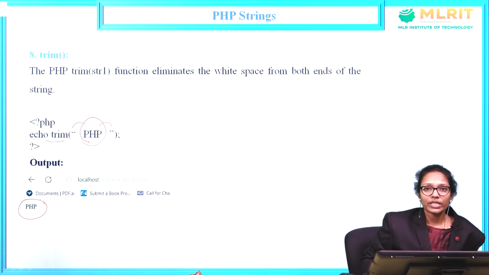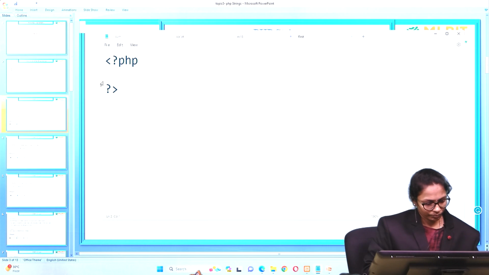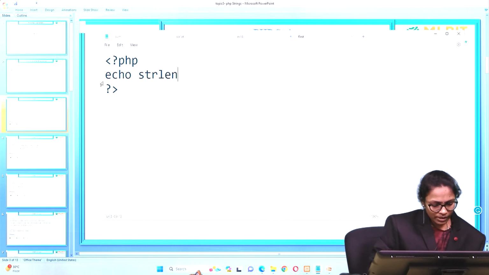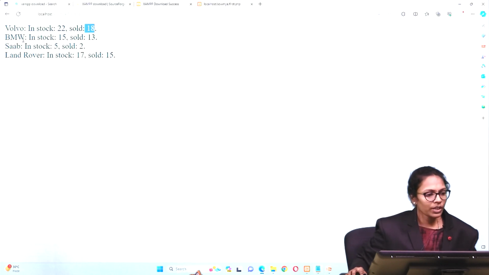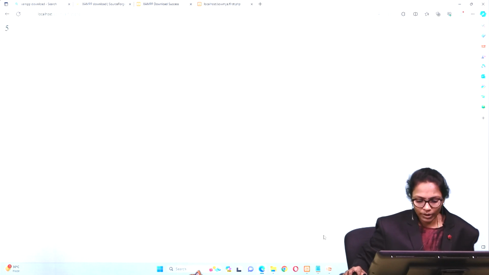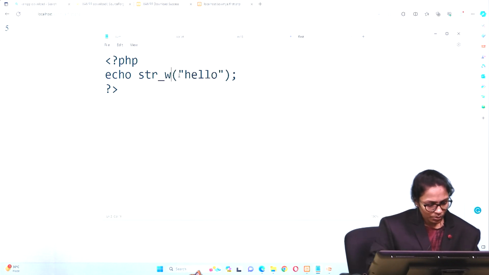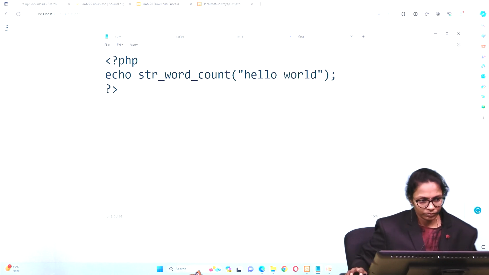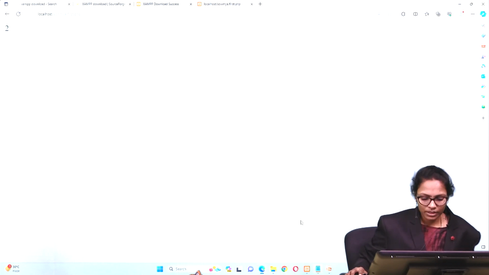So we will try to execute all these programs. String length of hello. The length of hello is 5, so I should get 5. The output is 5. Next is str_word_count. I have 2 words here, so I should get 2. The output is 2.